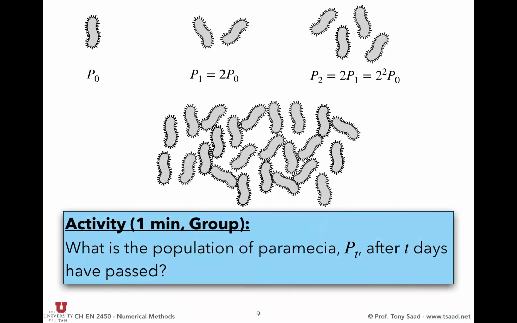Okay, so now your activity, again, you can do it in groups or individually. If you are in groups, do it in groups. You got 1 minute. My question to you is, after T days have passed, so T could be 50 days, right? I want to know how many individuals are there after T days have passed, given that the initial population is P0. Okay, so continue that recurrence formula and find me P after T days. You got 1 minute.